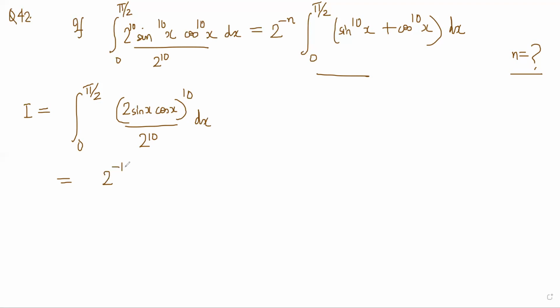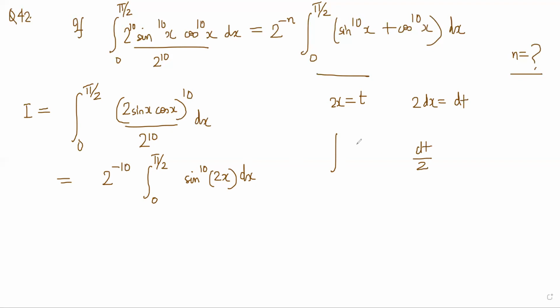2 power minus 10 times the integral from 0 to pi by 2 of sine power 10, but 2x is the angle now, right? 2x dx. So if I put 2x is equal to t as my substitution, we get 2 dx is equal to dt. So the integral becomes dt by 2 sine power 10t, and the limits of the integral become 0 to pi, and this is 2 power minus 10. This is my I now.